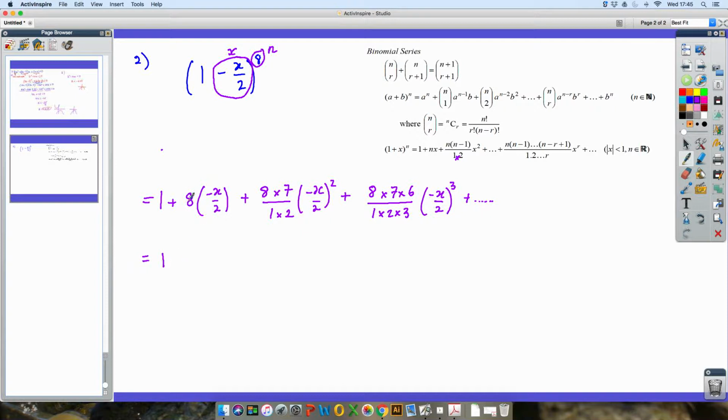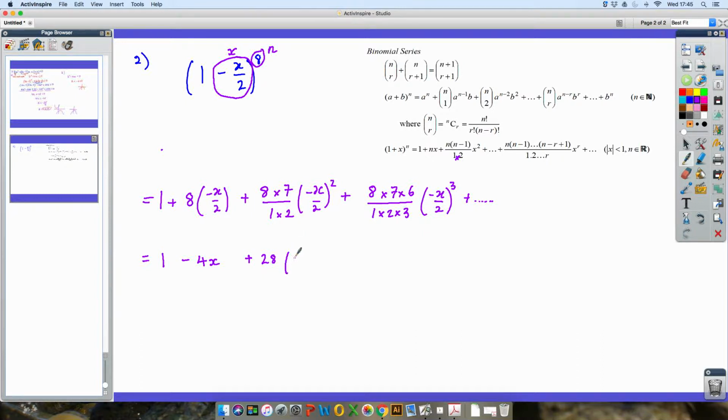So this is 8 times negative x over 2. Well, remember, this means divide by 2. So 8 divided by 2 is 4. This is negative, so this is a positive number times a negative, so it's negative 4x. This, you can work this out. That's going to be 56 divided by 2, I think, is 28. So that's 28.